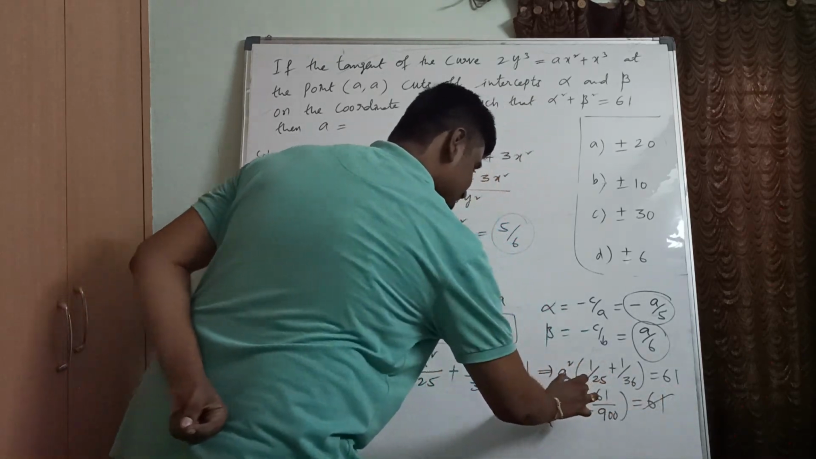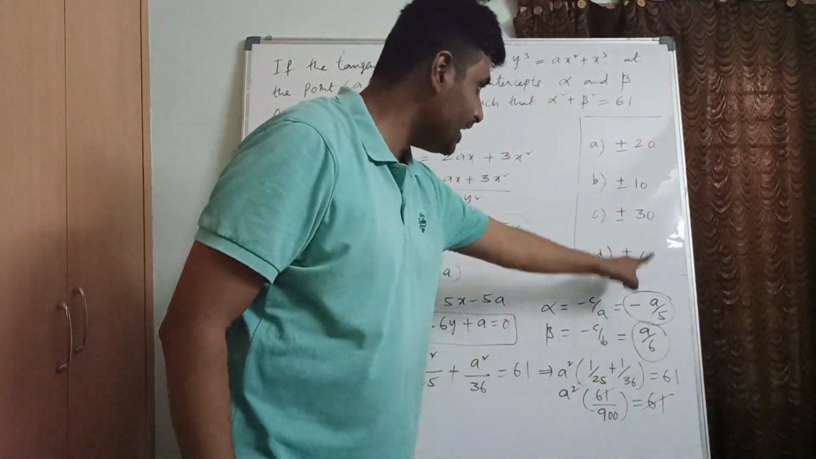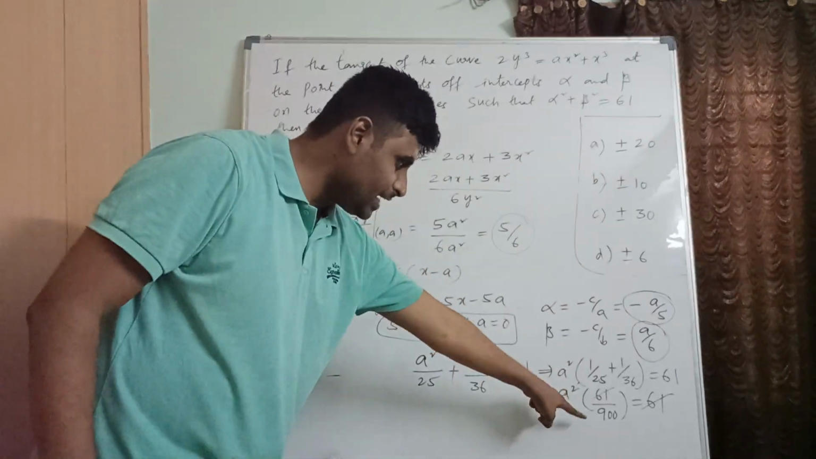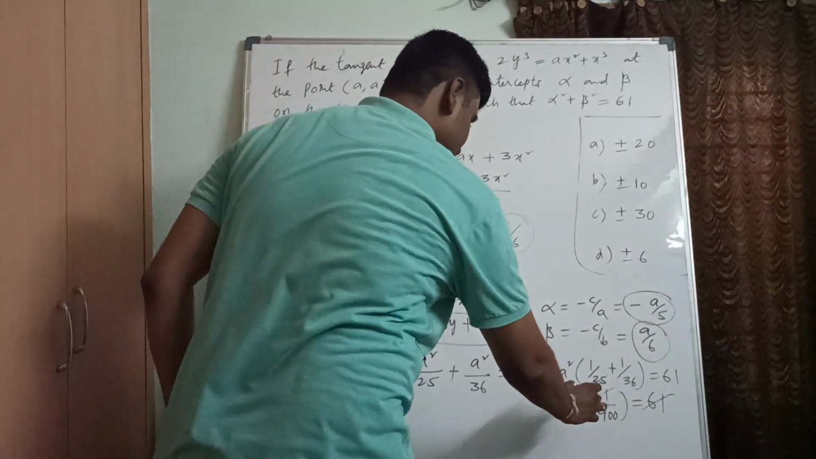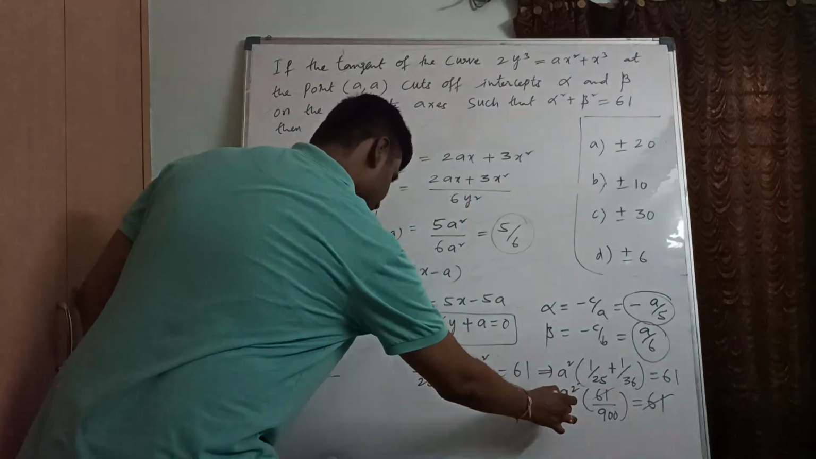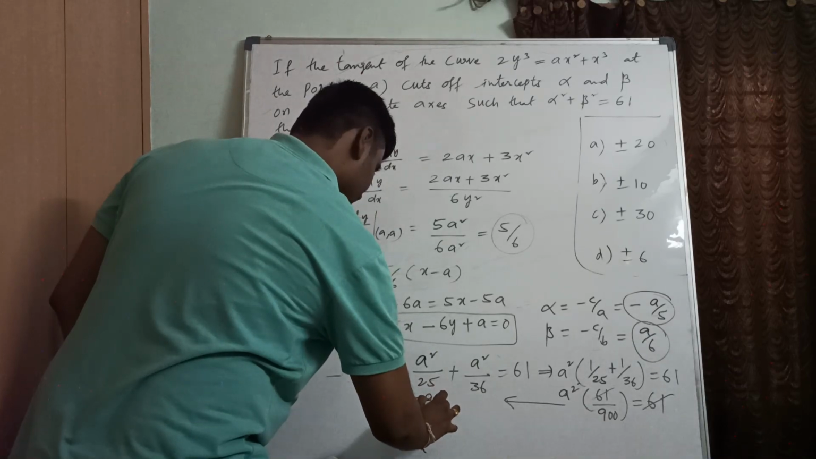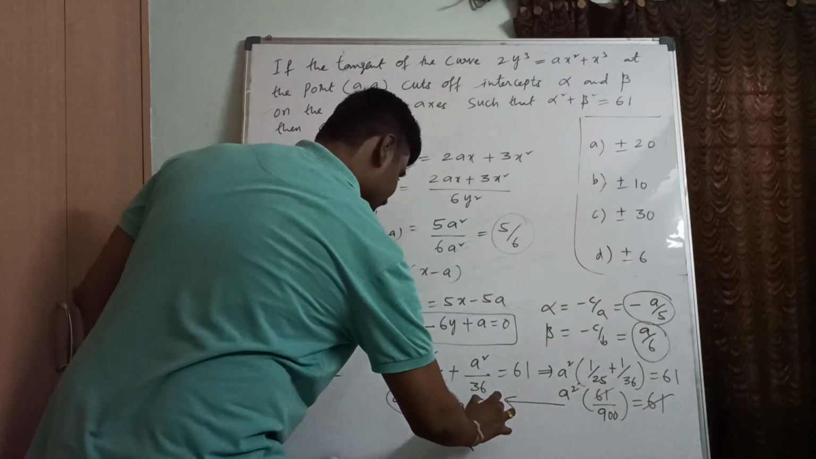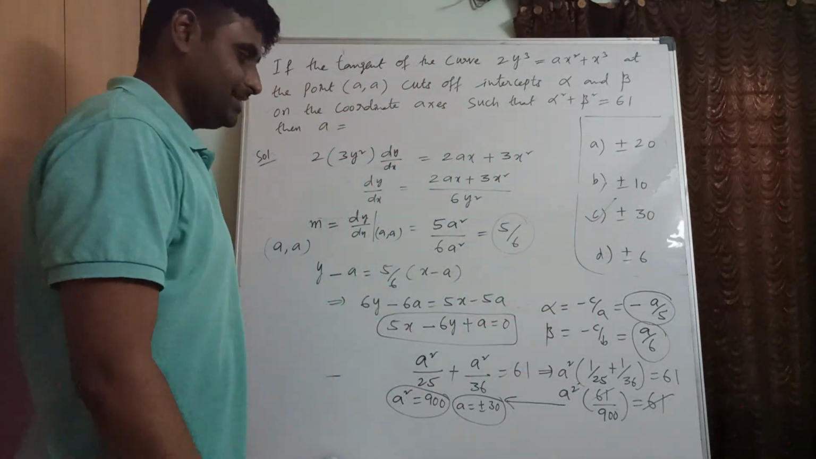Now a square into 61 by 900 is the LCM. Okay, 61 gets cancelled there. So a square equals to 900, a equals to plus or minus 30. Right? Here I can write a square equals to 900, so a value will be plus or minus 30. So hope you can understand. Option C is correct. Clear?